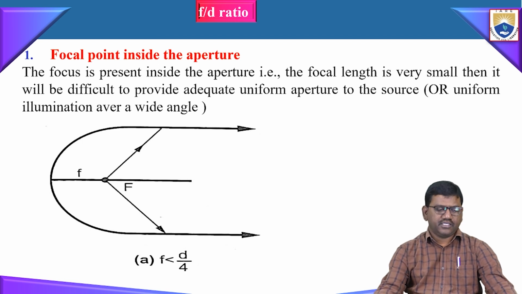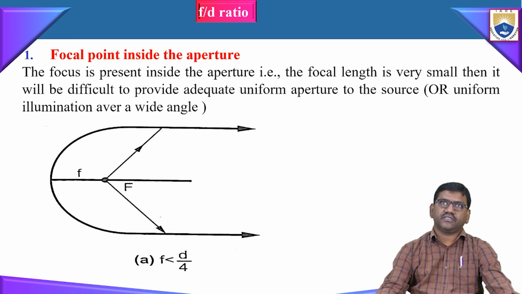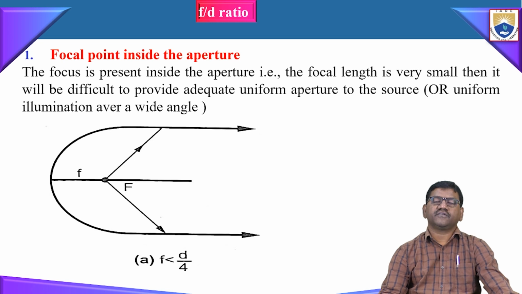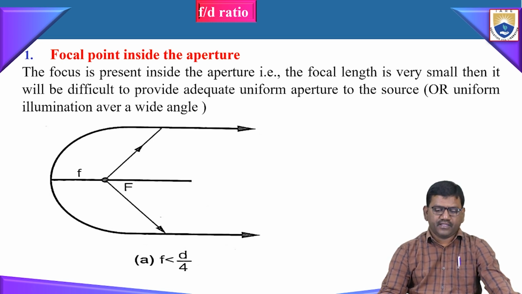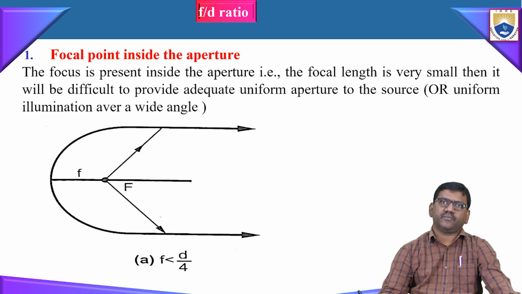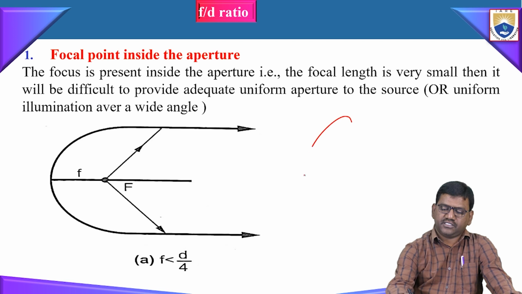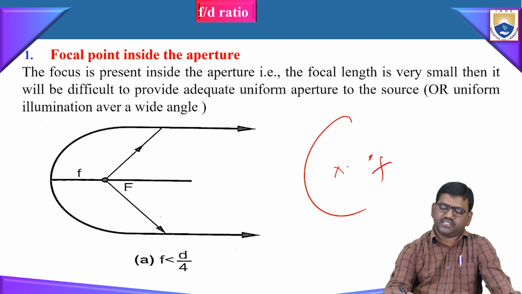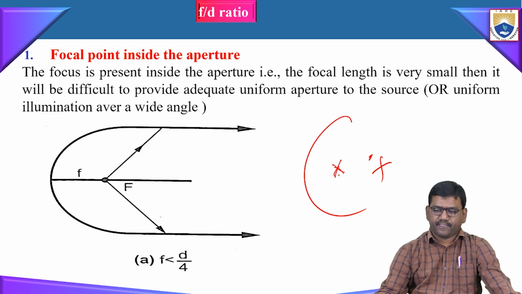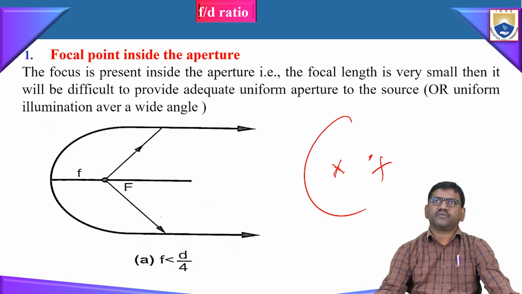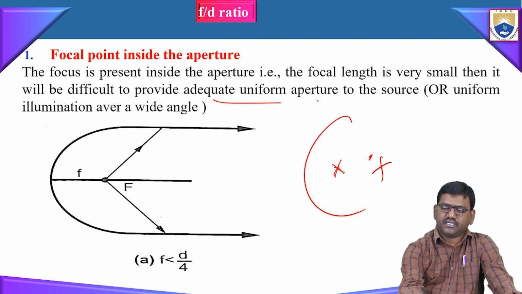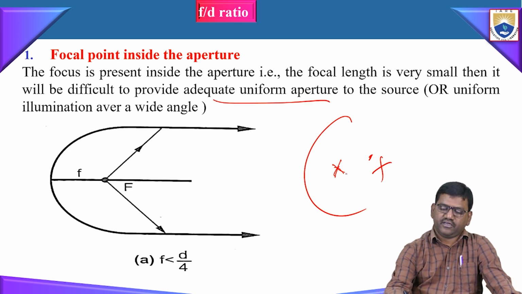Now the focal point inside the aperture, the F by D ratio. What is this F by D ratio? The performance of the parabolic reflector antenna depends upon the F by D ratio. Suppose we place the feed point inside the focal point. Suppose this is the parabolic reflector antenna and this is the focal point, and we place the source element inside the focus. Then what happens? It is difficult to provide an adequate uniform aperture to the source. Why?